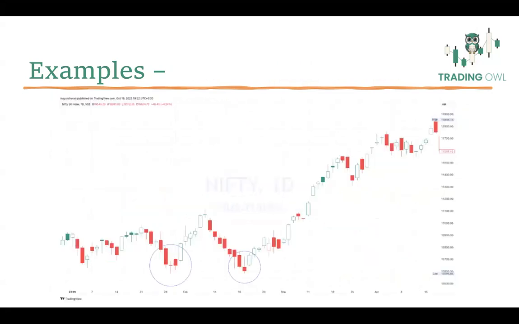Now, these are two examples of morning stars. So back to back, there were two morning stars in Nifty, and there was a reversal. One had a swing, a pullback kind, and the second one had a strong rally after that.